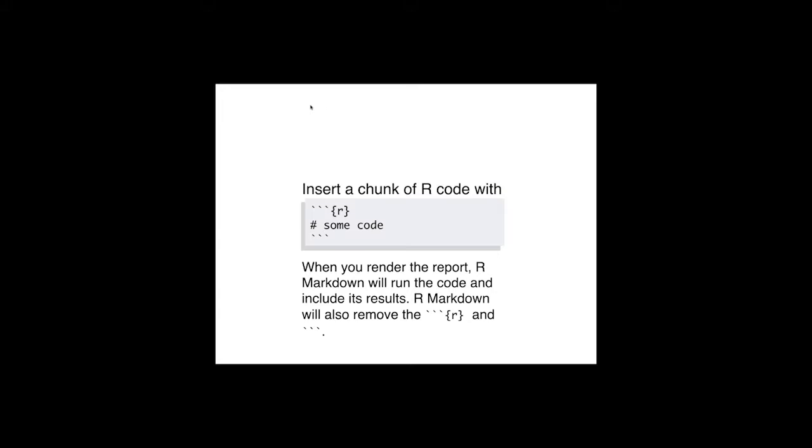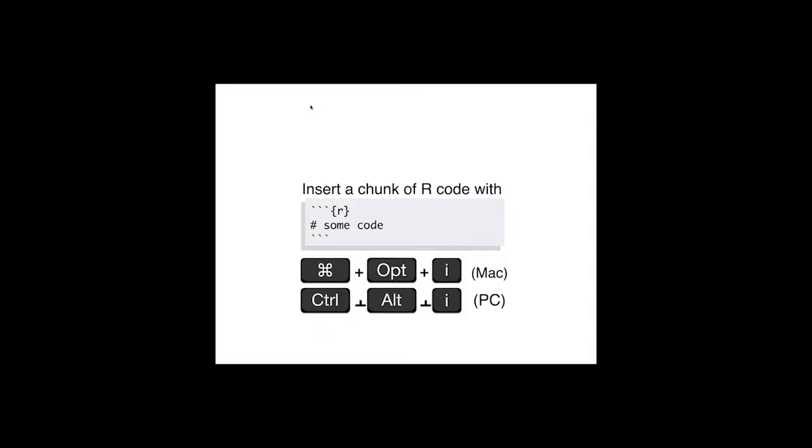When you render the report, R Markdown uses this code and includes its results. R Markdown will also remove the code that tells it that it's code, so it won't include that. That's good, because really it's just a sign for R Markdown to handle this section in a specific way. It runs the code, removes that, and puts this in a code chunk. And you guys, for Mac or for PC, hopefully are remembering that this is Command Option I or Control Alt I to manually and quickly insert a code chunk into your R Markdown document.